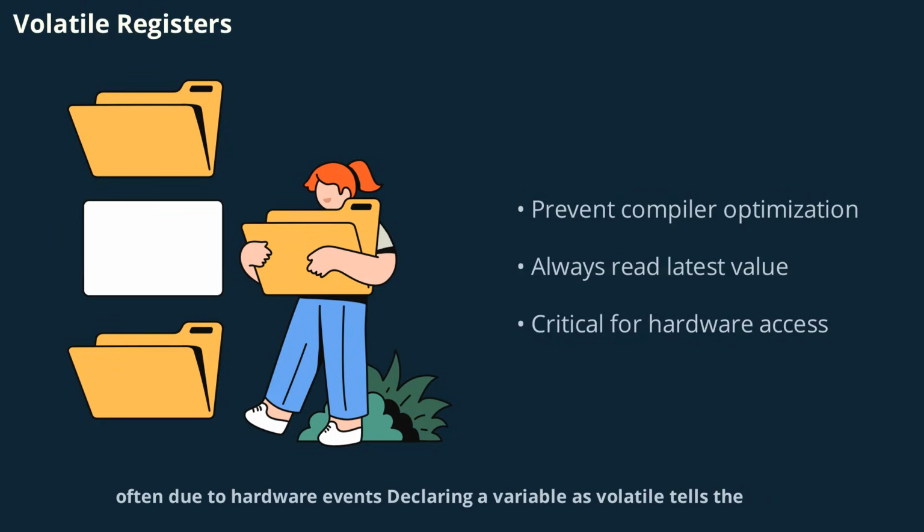In embedded programming, volatile registers are those that can change unexpectedly, often due to hardware events. Declaring a variable as volatile tells the compiler not to optimize accesses to it, ensuring that your code always reads the latest value. This is especially important when working with hardware registers that can be modified outside the normal program flow.